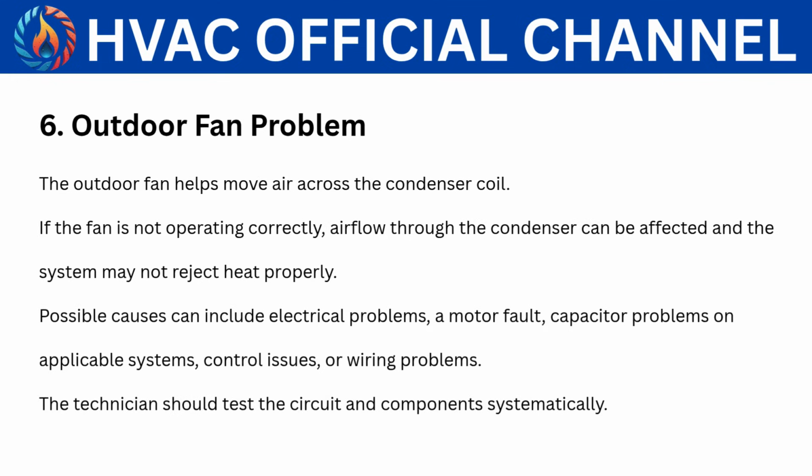6. Outdoor fan problem. The outdoor fan helps move air across the condenser coil. If the fan is not operating correctly, airflow through the condenser can be affected, and the system may not reject heat properly. Possible causes can include electrical problems, a motor fault, capacitor problems on applicable systems, control issues, or wiring problems. The technician should test the circuit and components systematically.